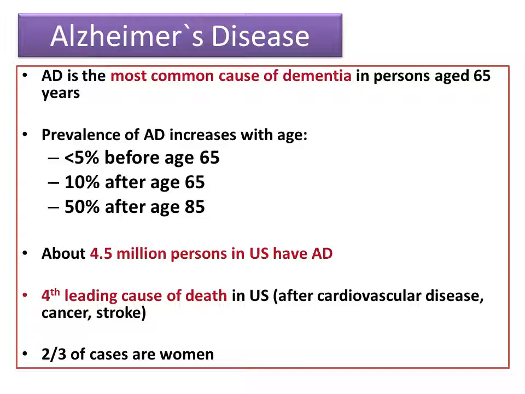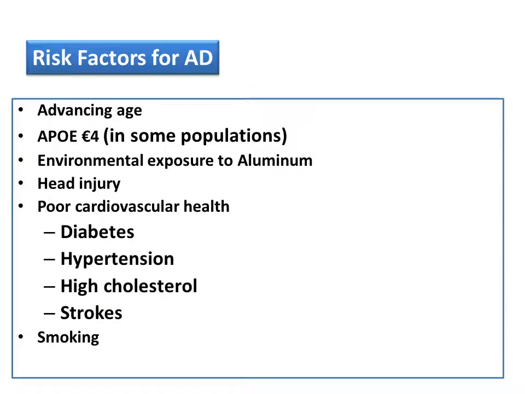Alzheimer's disease is the most common cause of dementia in persons aged 65 years and older. The prevalence increases with advancing age. About 4.5 million people in the US have Alzheimer's disease. It is the fourth leading cause of death in the US after cardiovascular disease, cancer, and stroke. Two-thirds of the cases are women.